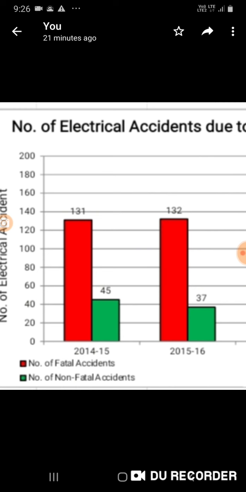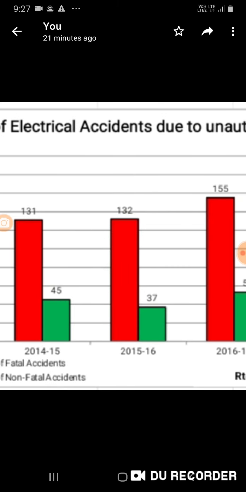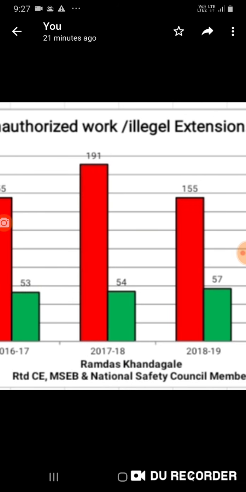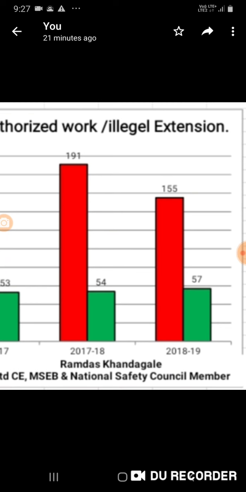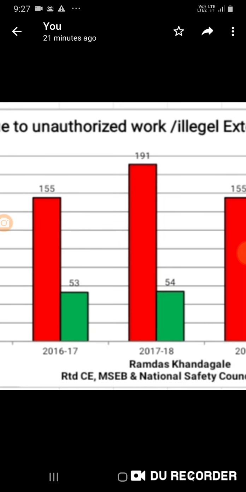Non-fatal 45. For 2015-16, fatal 132, non-fatal 37. For 2016-17, fatal 155, non-fatal 53. For 2017-18, fatal 191, non-fatal 54. For 2018-19, fatal 155, non-fatal 57. And I think maximum accidents appeared in 2017-18.